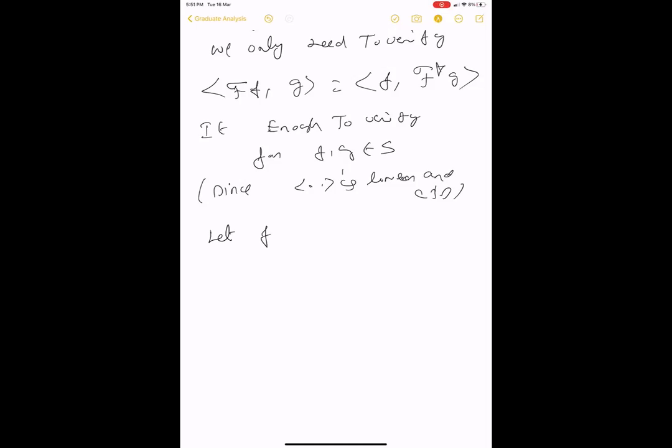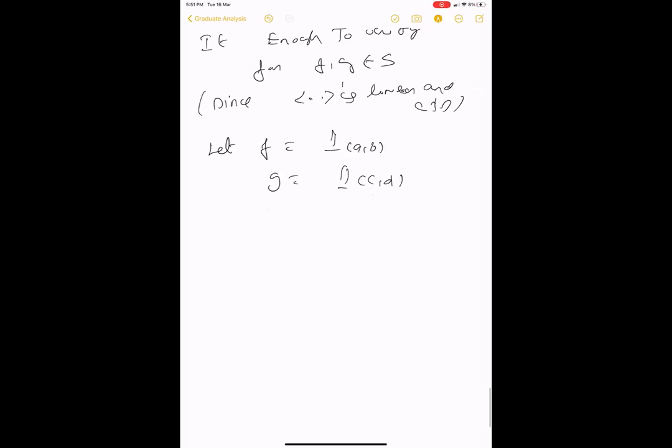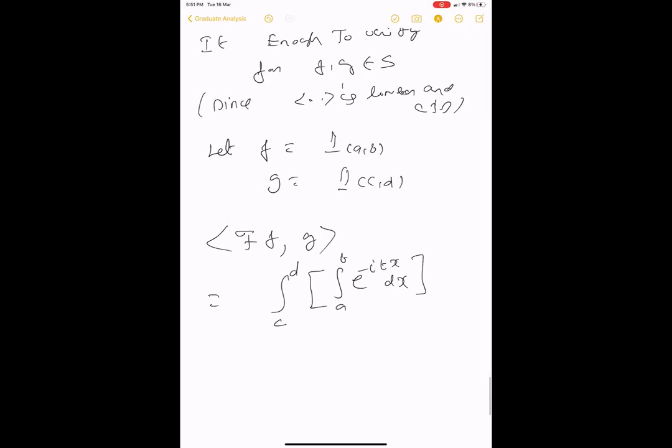Now let f equal to 1 AB, g equal to 1 CD. Then the inner product over R, I will directly write it. We want to take the inner product with G, so that will become CD. And inside it will be this Fourier transform, which is just AB e power minus itx, a function of t. And then I am integrating with respect to t, so this is just dt. This is script f. And G is the indicator function between C and D, so I have written the integral between C and D.